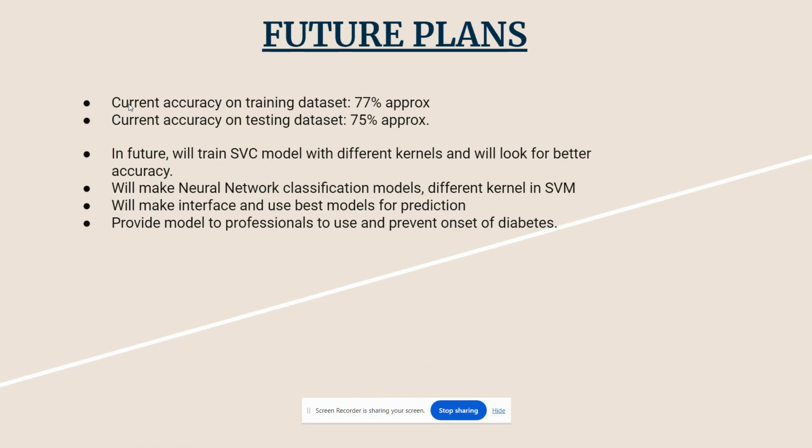Future plans. Currently the accuracy I got is 77%, and the accuracy on testing data is 75%. In future we'll train SVC with different kernels and look for better accuracy. We'll make neural network classification and try different kernels in SVM. We'll make the interface and use the best models for prediction. Provide the model to professionals to use and prevent the onset of diabetes. The diabetes and medical industry is very huge, so we can use this.